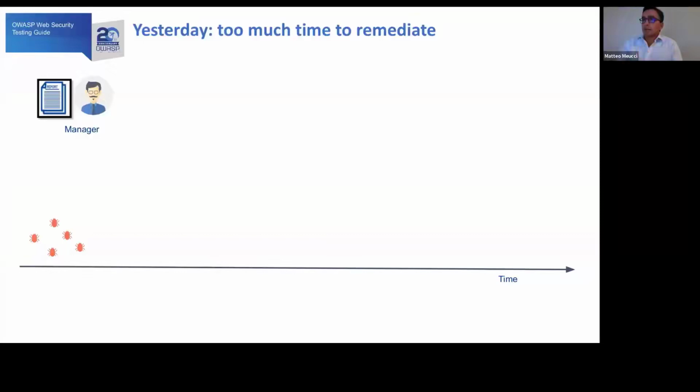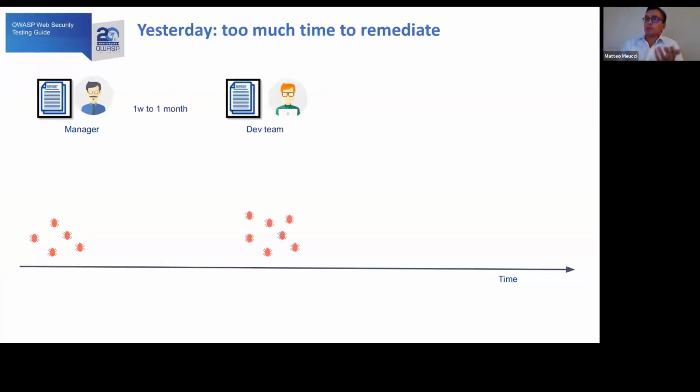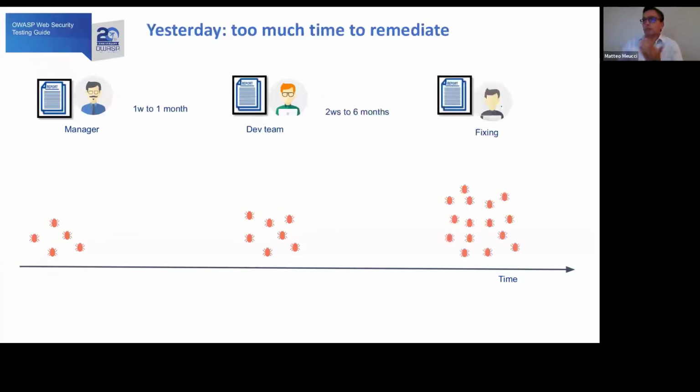Why this slide? Because this is a typical desk of a security manager where the SDLC is not working well. Tons of records are not well managed by the company. They do many tests but they are not able to manage them. Why? Because in general, there is too much time to remediate the vulnerability. For example, the manager receives the report and it may take 1 week to 1 month to give the report to the developer team, and then the developer team takes 2 weeks or 6 months to fix it.